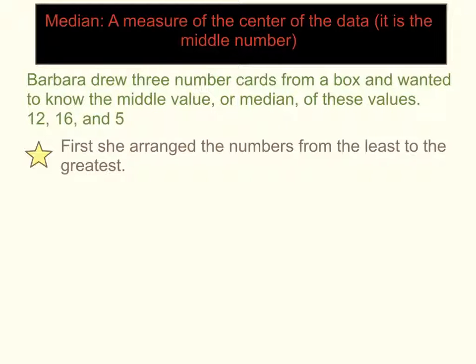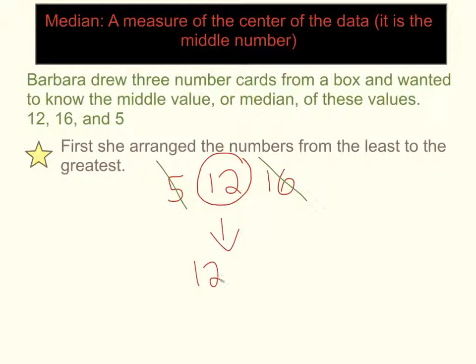The most important thing to remember about median is first you have to arrange the numbers from least to greatest. So the three numbers from least to greatest are 5, 12, and 16. It's easy to see here that the middle number is 12. If it wasn't obvious to see, we could have crossed out from both ends and worked our way in. So now we know 12 was the median, or the middle number of the set of cards.